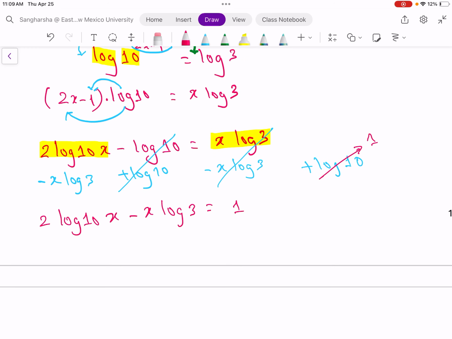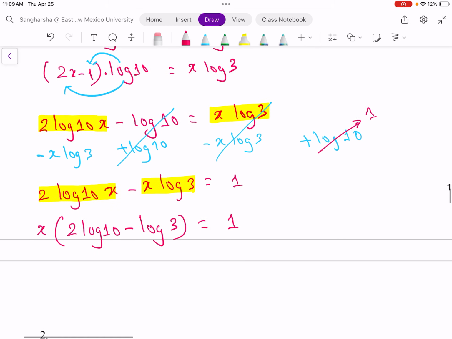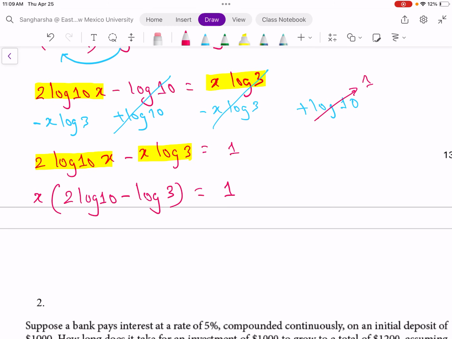Now in these two terms, do we find x as a common factor? Okay, so let's factor out x. If we factor out x, we have x times (2 log of 10 minus log of 3) equals 1. So we factor out x because x is the common factor.